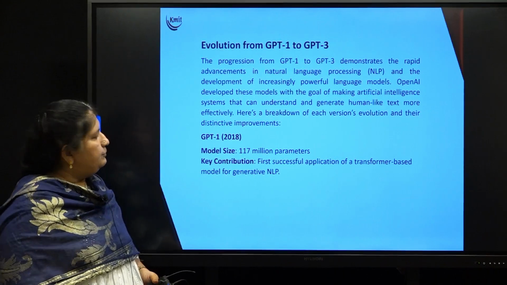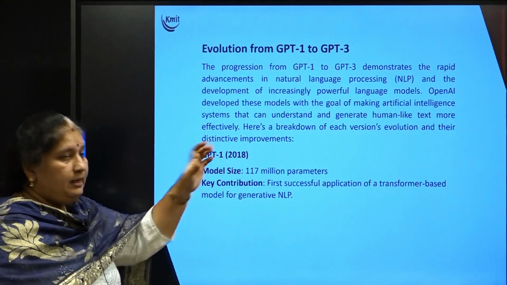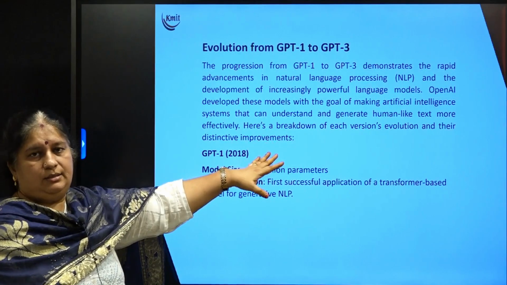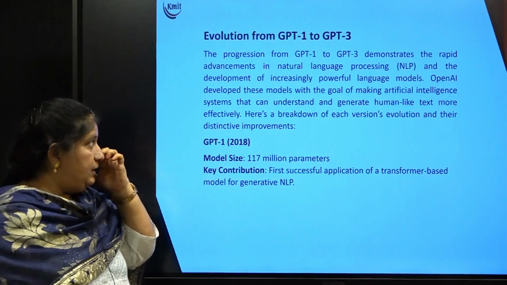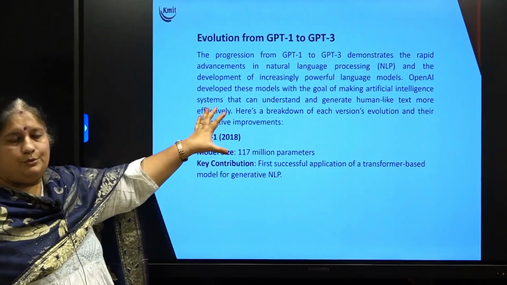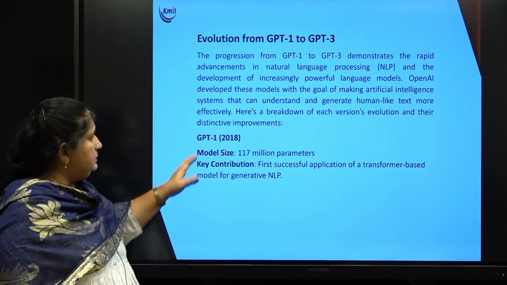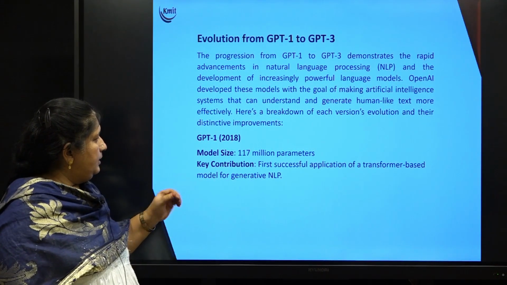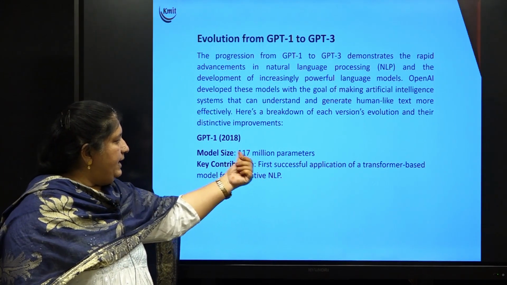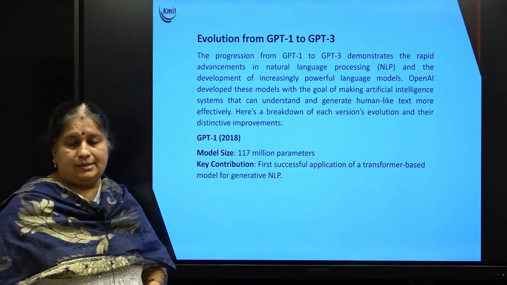So, the evolution from GPT-1 to GPT-3. As I told, we are confining our discussion from GPT-1 to GPT-2 to GPT-3, though the later versions are also available. As part of the curriculum, we are confining ourselves up to GPT-3. When did GPT-1 come into existence? In 2018. If you see the model size, it is trained on a data set with 117 million parameters.